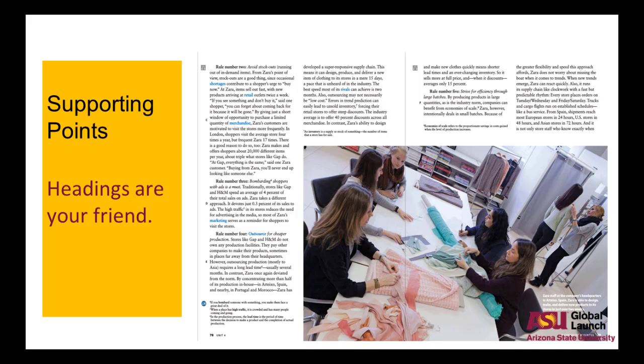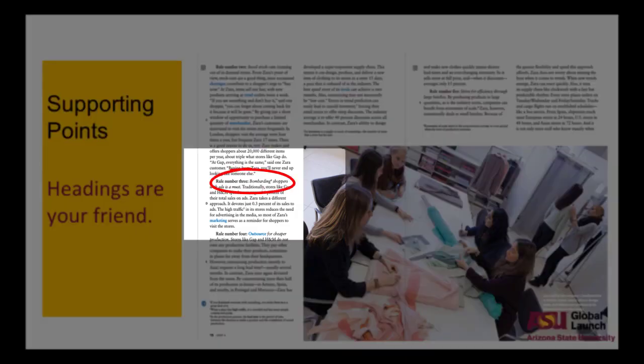In each example, he contrasts how Zara does business with other retailers in the industry. Each of these examples are supporting points. When writing summaries, headings are your friend. For this type of summary, you only need to state how the author supports his points. For example, Peng supports this point by, then describe each of the rules. You could also paraphrase what each of the rules are.